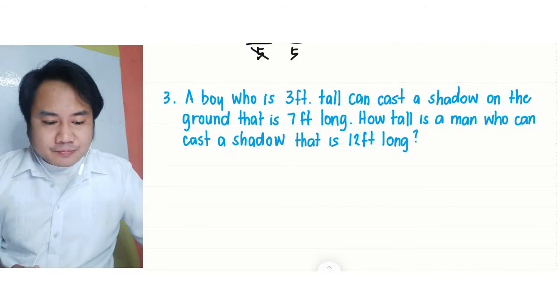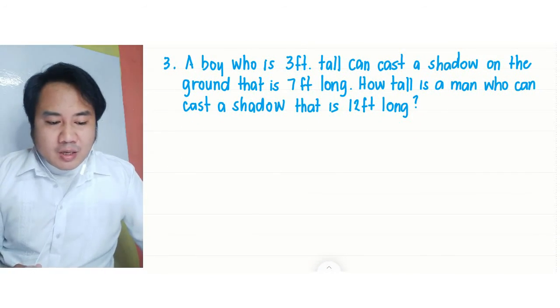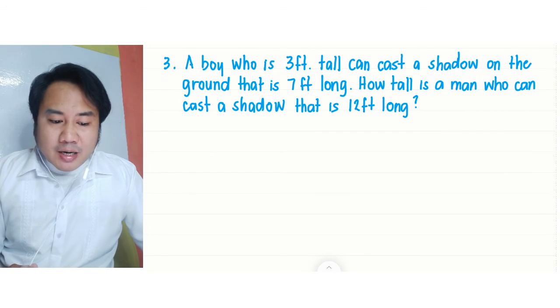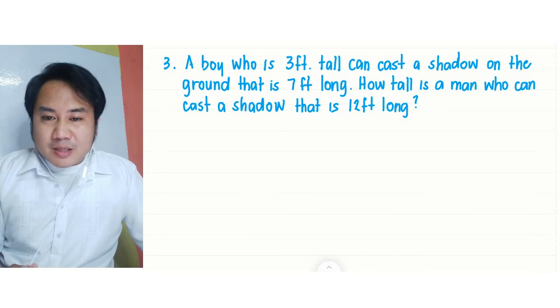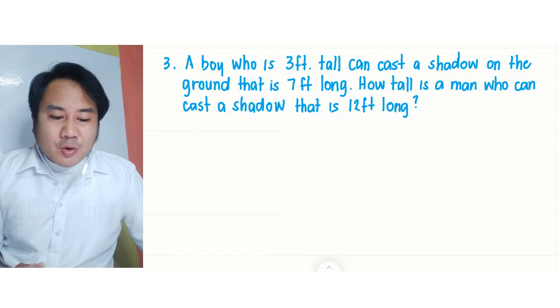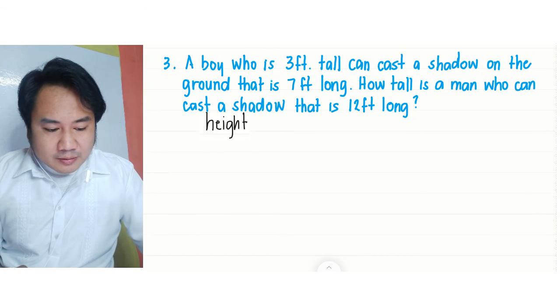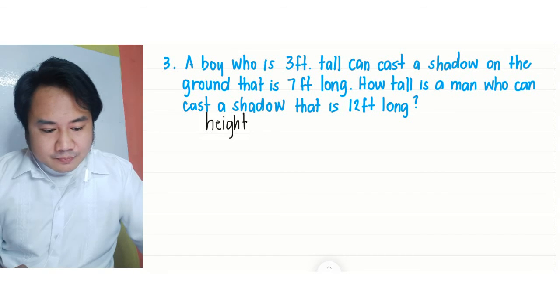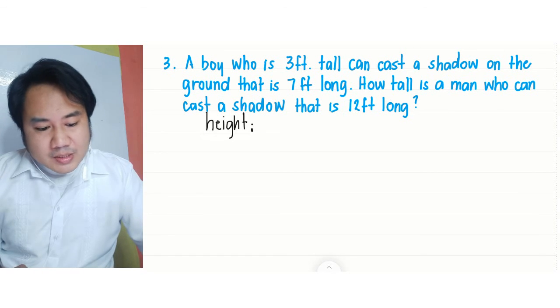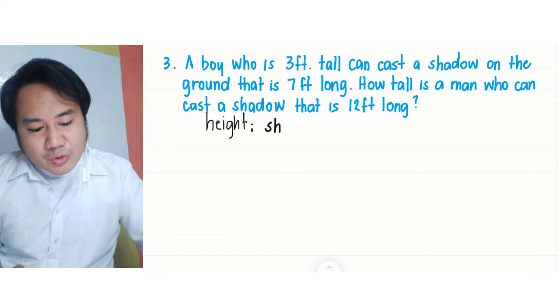Next. Number 3. A boy who is 3 feet tall can cast a shadow on the ground that is 7 feet long. How tall is a man who can cast a shadow that is 12 feet long? So we are comparing here the height of the boy or the man with the shadow. So we are comparing the height sa length ng shadow.